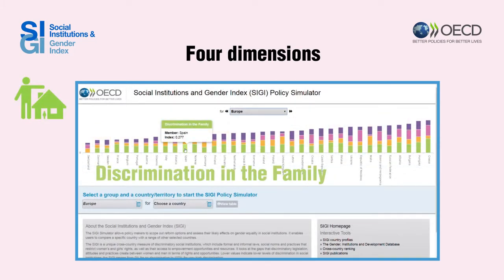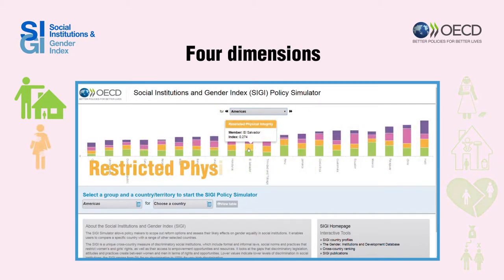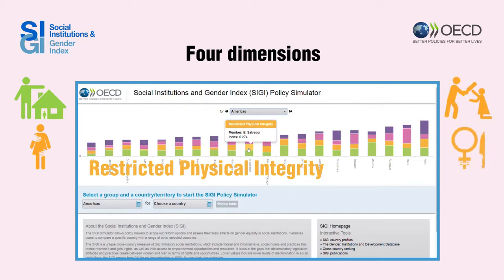Discrimination in the family examines the status of women in the household, covering child marriage, household responsibilities, parental authority, divorce and inheritance. Restricted physical integrity examines forms of violence that limit women's control over their bodies, covering violence against women, female genital mutilation, missing women and reproductive autonomy.